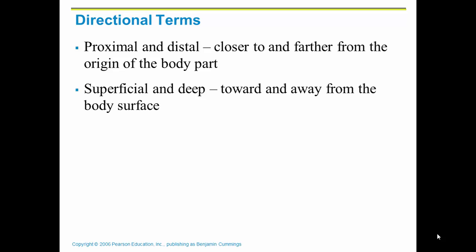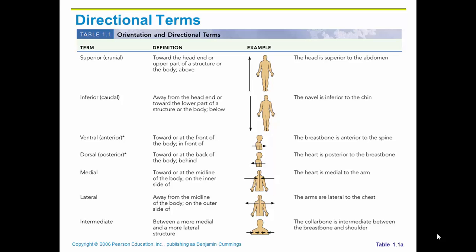So for instance, your arms are connected to your body at the shoulders. Your legs are connected at the hips. So when we're talking about point of attachment, we're talking about, is it closer to the shoulder, closer to the hip, or further away from both of those? And then superficial and deep. Superficial just means closer to the body surface, the skin, and deep means further inside the body.